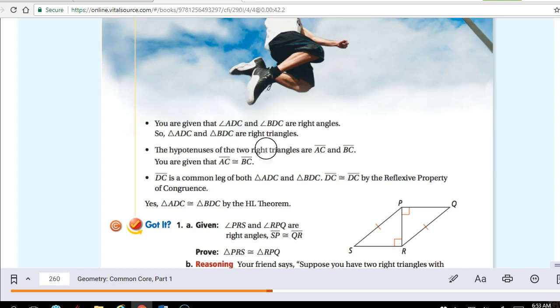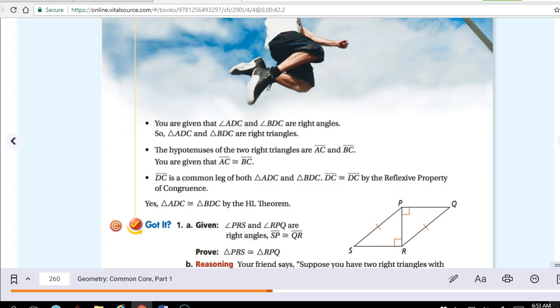We also know that the hypotenuse of the two triangles, AC and BC, those were given to us as congruent. That was already given. So we know that we have a hypotenuse of each triangle congruent to each other. Now if we could just find a leg that was common. Well, DC, which is the middle leg between the two triangles, is a common leg to both triangle ADC and BDC. So DC is congruent to DC by the reflexive property.